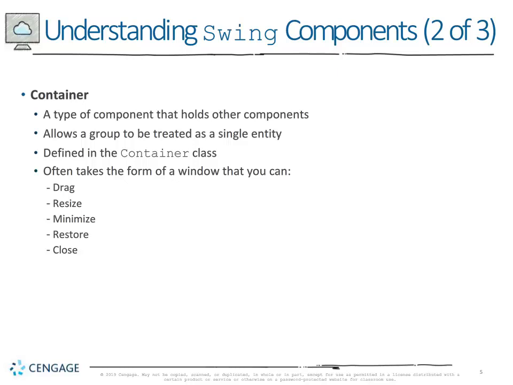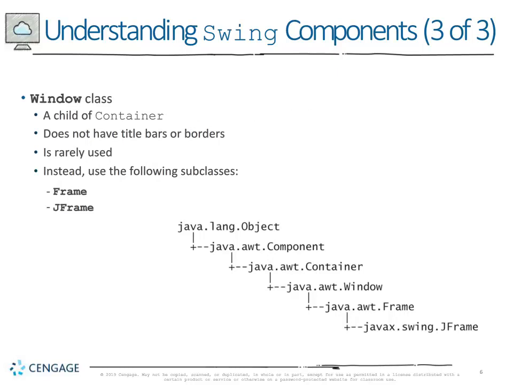Often, a container takes the form of a window that you can drag, resize, minimize, restore, and close. The Container class is also a parent class, and the Window class is a child of Container. A window is a rectangular container that can hold GUI controls. However, Java programs often prefer to create a frame instead of a window. A frame is a window that has a title bar and a border.